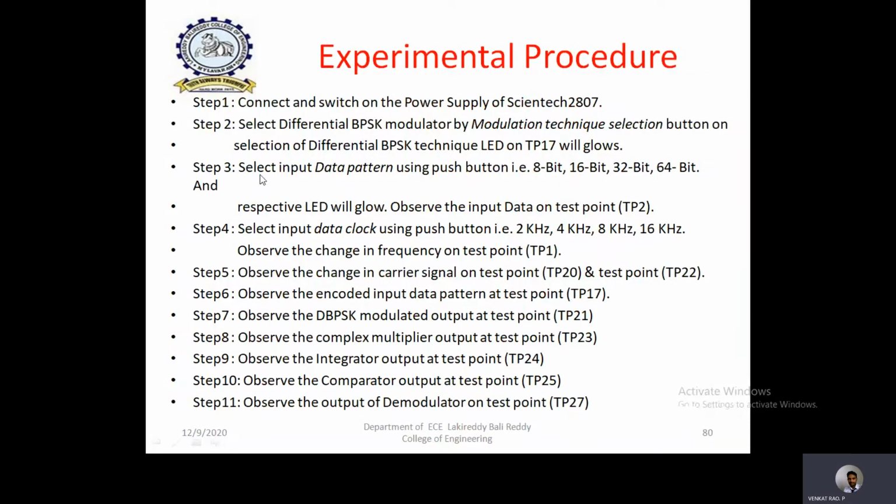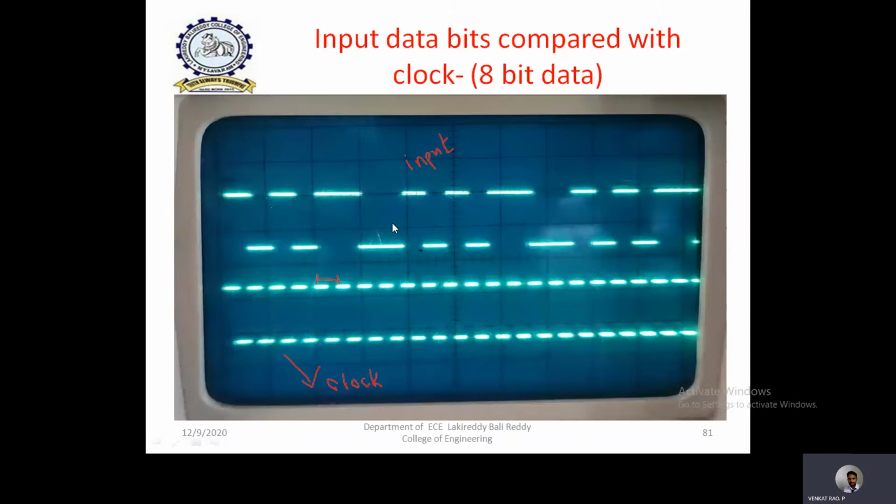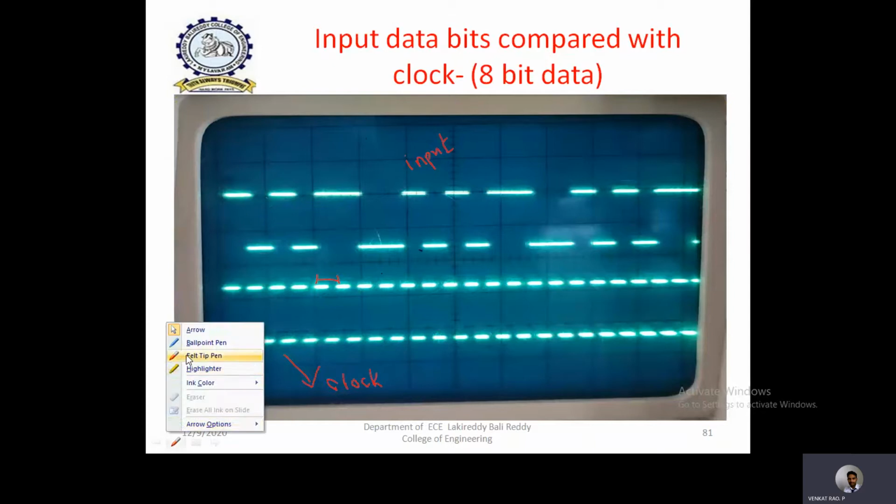This is the procedure. I am explaining the procedure step by step, so we need to read all of these things. The first step is to observe the input while comparing with the clock. Here, as an example, I am taking 8-bit data as the input. This is the input, and this is the clock. While comparing with the time period of the clock, during one clock time period, if you observe a high pulse, then you can consider that as binary one. So I'm taking it as binary one.